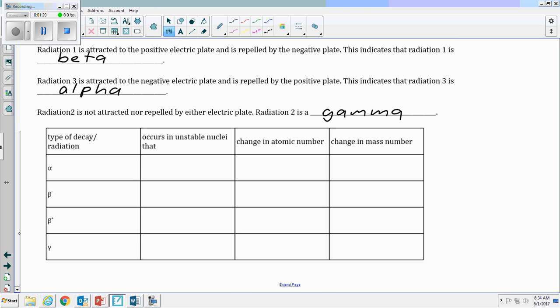Okay. Now this chart is summarizing the information that you had on the last 2 pages. As you read through that, you realize that alpha radiation happens in nuclei that are simply too large, that have too much of everything, protons and neutrons. Beta minus decay takes place in nuclei that have too many neutrons. And beta plus happens when there are too few neutrons, or not enough neutrons.